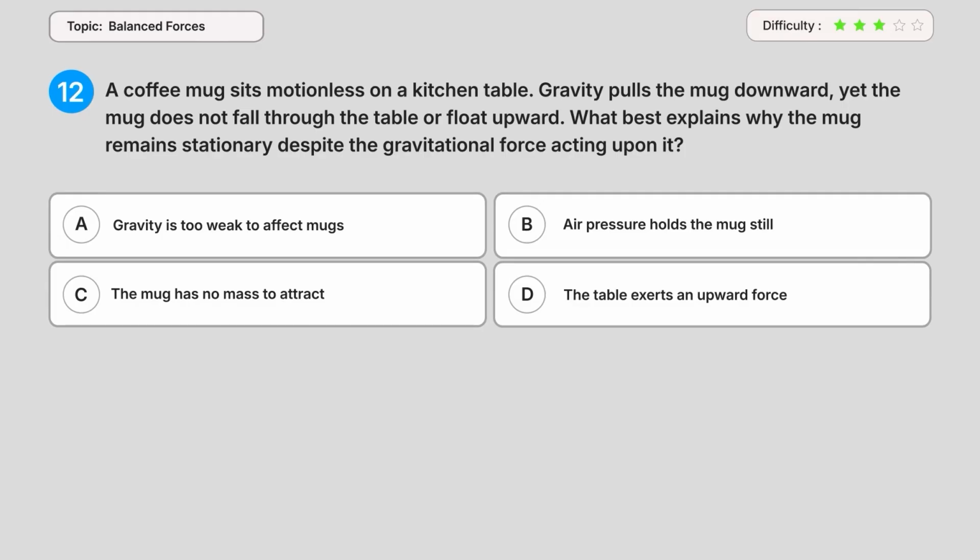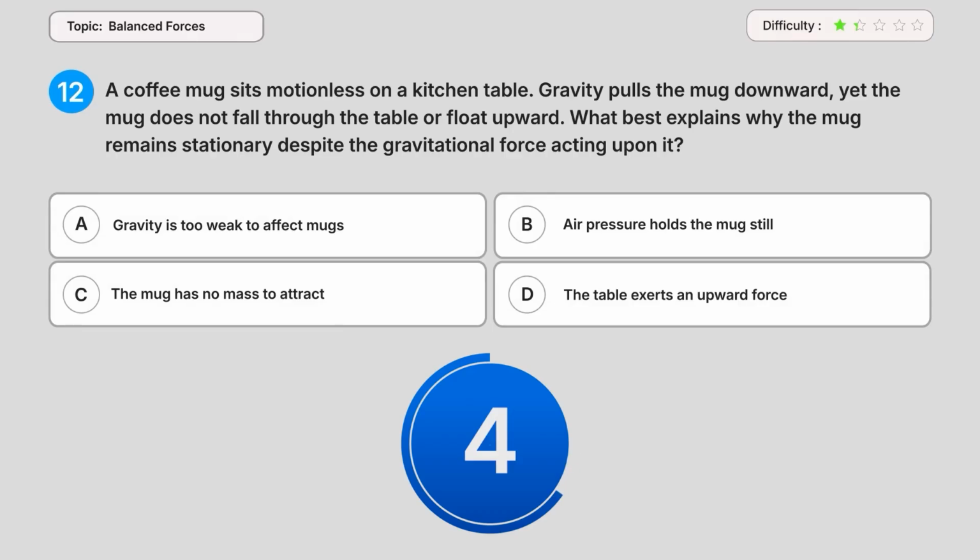A. Gravity is too weak to affect mugs. B. Air pressure holds the mug still. C. The mug has no mass to attract. D. The table exerts an upward force. Can you guess the answer?